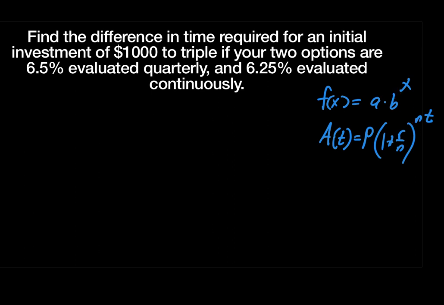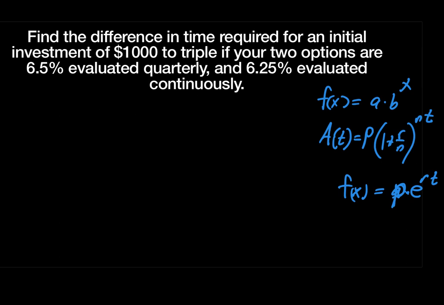But in the question that we have here, it asks us, find the difference in time required for an initial investment of $1,000 to triple if your two options, so we're going to do this problem twice, are a 6.5% evaluated quarterly and a 6.25% evaluated continuously. Well, continuously, that's a different equation. When you're evaluating something continuously, it's f of x equals a times e to the rt. And we can make that a P if that makes you feel better. P times e to the rt.